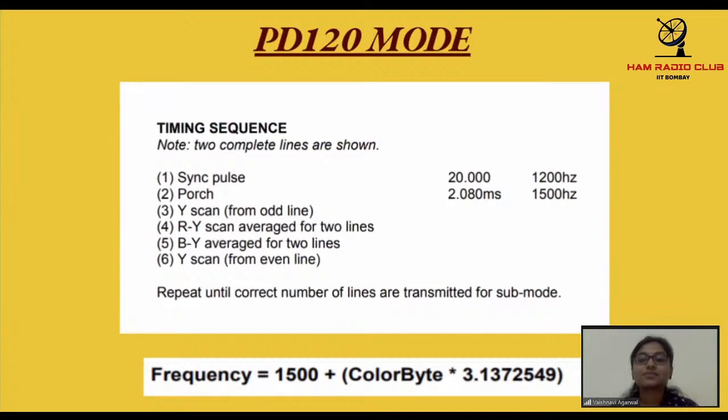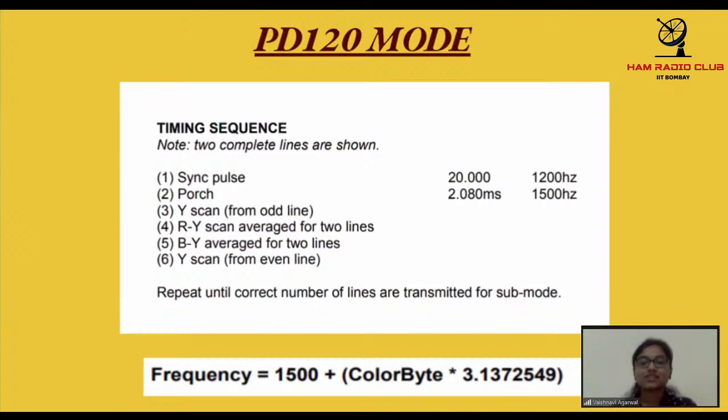The scan line begins with a 20 millisecond sync, where the cursor is positioned at its initial position. Then there is a 2.08 millisecond gap of black, that is the porch step, and the first luminance signal Y1. It is followed by the chrominance signals RY and BY without any gap. Then there is a second luminance Y2.